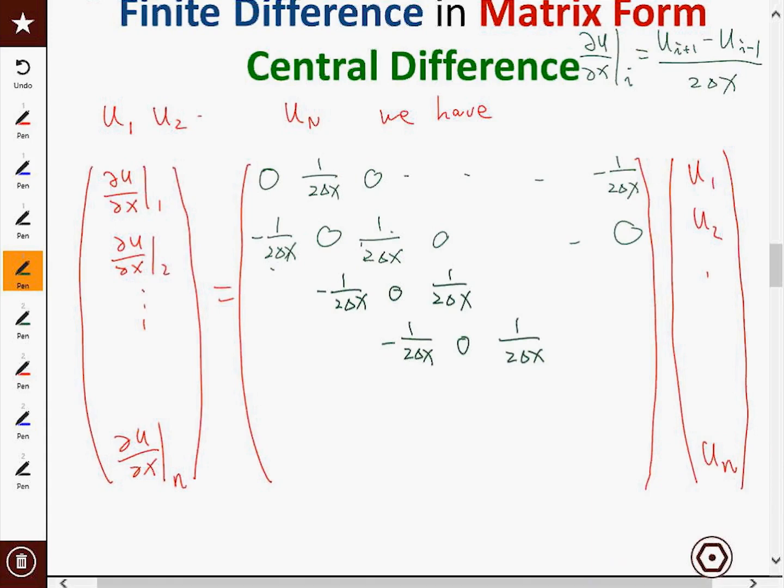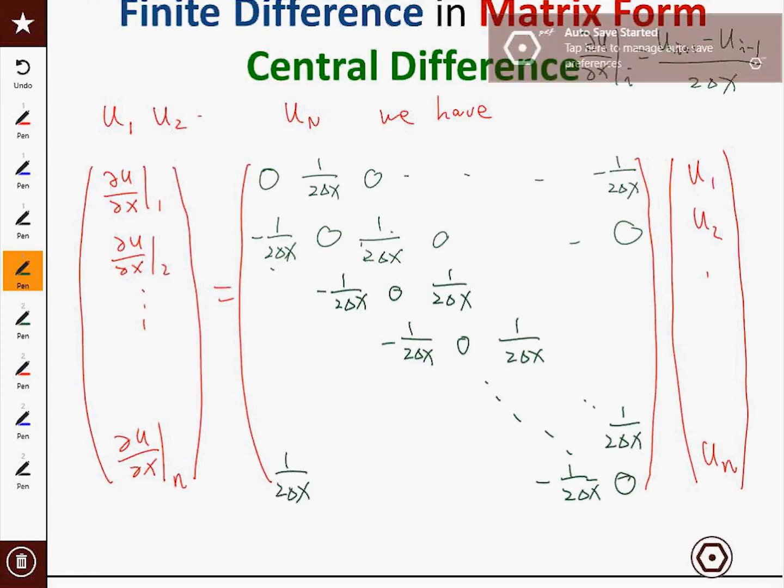And so on. So the diagonal is always 0 towards the very last line. The subdiagonal is always going to be minus 1 over 2 delta x until the last line. And the upper diagonal is always going to be 1 over 2 delta x. Am I missing something here? For the last one, the positive is over here because of the periodic boundary condition. Yes?